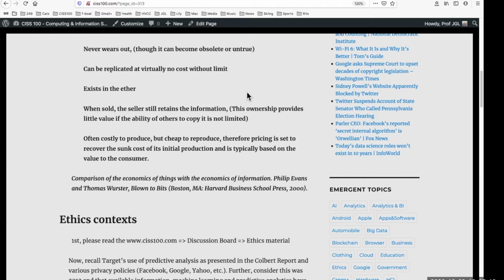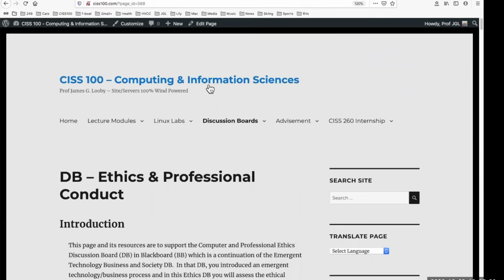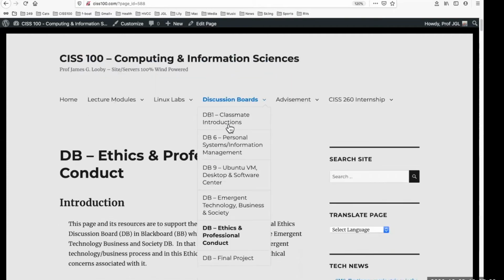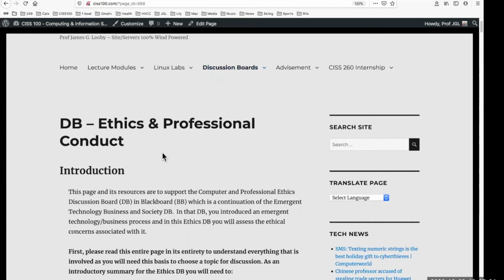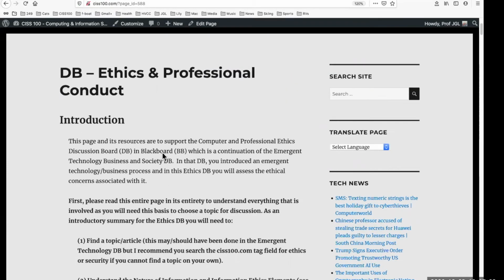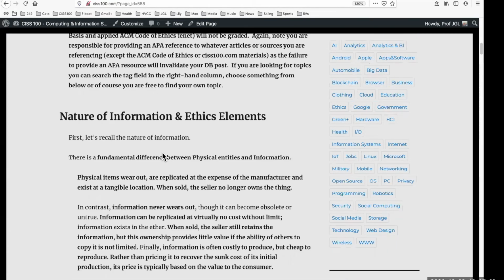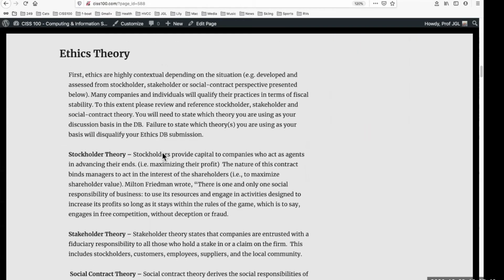So I will present that tomorrow. That is the ethics discussion board, but I'm going to talk about at least the ethical constructs, ethical theory here in just a minute. So in fact, I'll do that now. So this is in the discussion boards, ethics and professional conduct, which again is part of the final project. And I presented this previously, but just to refresh our memories, ethics theories.